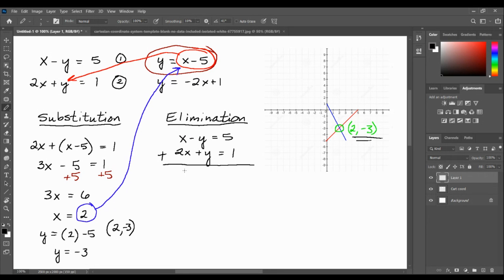So I get x plus 2x is 3x. Negative y plus y is 0. And 5 plus 1 is 6. Divide both sides by 3, and x equals 2.